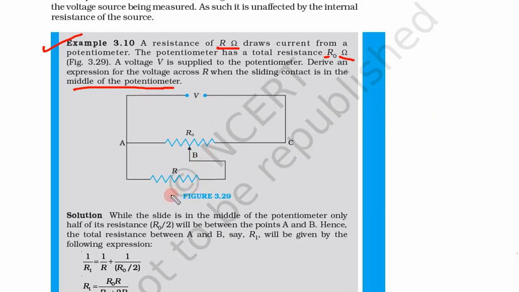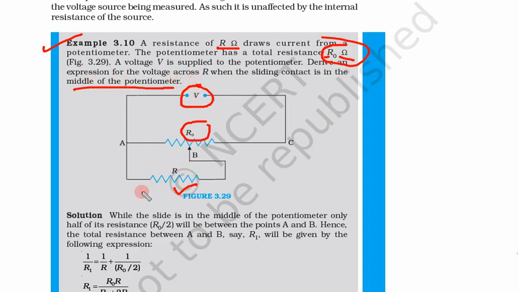So there is a resistance R that is drawing some current from the potentiometer. Total resistance is R0 for this potentiometer. A voltage V is supplied to this potentiometer. Derive an expression for the voltage across R.